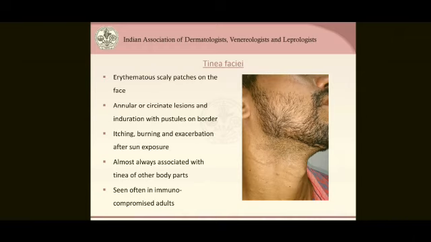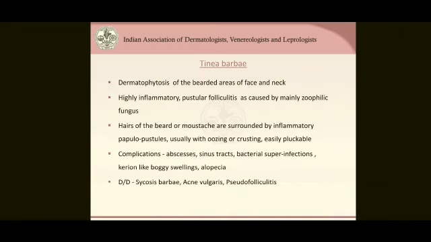Complaints will be itching, burning, and exacerbation of symptoms after sun exposure, always associated with tinea of the other parts. Once the patient scratches and touches elsewhere, it tends to spread by contact. It's often seen in immunocompromised adults.